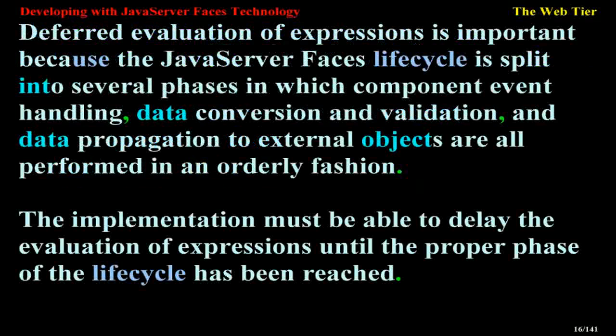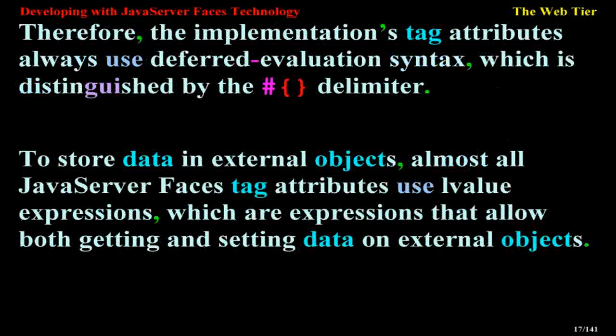Deferred evaluation of expressions is important because the JavaServer Faces lifecycle is split into several phases in which component event handling, data conversion and validation, and data propagation to external objects are all performed in an orderly fashion. The implementation must be able to delay the evaluation of expressions until the proper phase of the lifecycle has been reached. Therefore, the implementation's tag attributes always use deferred evaluation syntax, which is distinguished by the # delimiter.